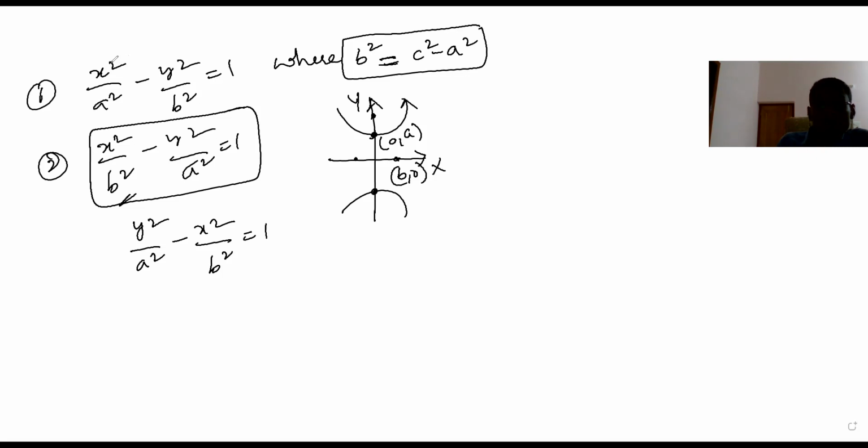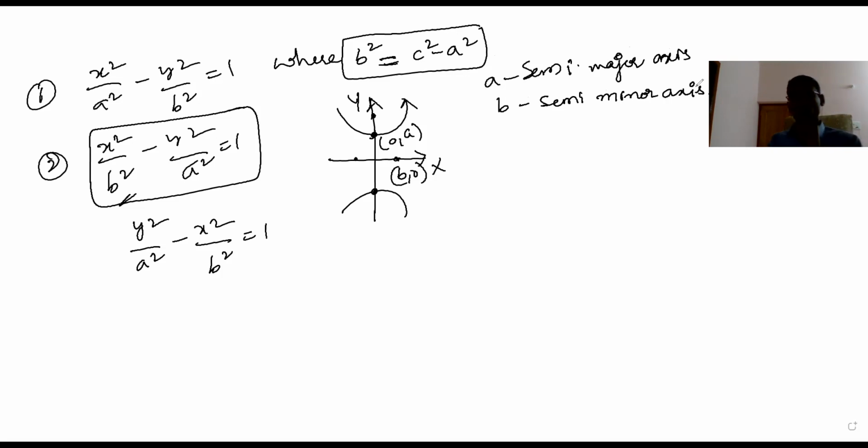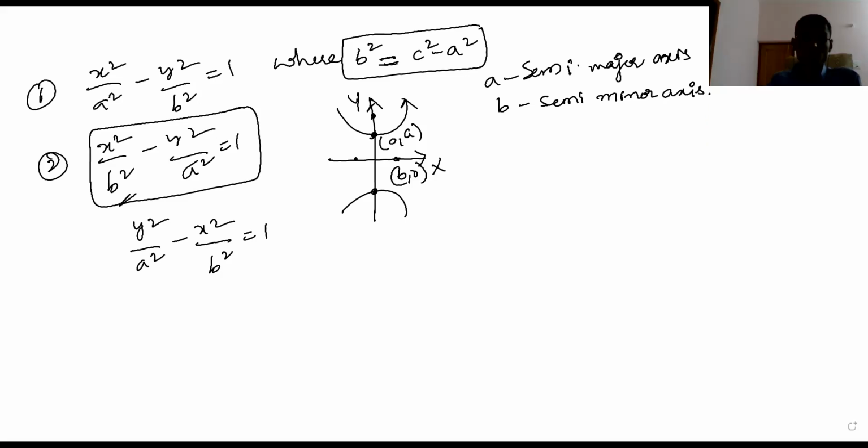Okay. So I think here everything is clear. What is A, what is B? Semi-transverse axis and semi-conjugate axis. Yesterday, semi-major axis. And B is semi-minor. Okay. So yeah, now the examples are all like that only. All the examples we are now going to do.